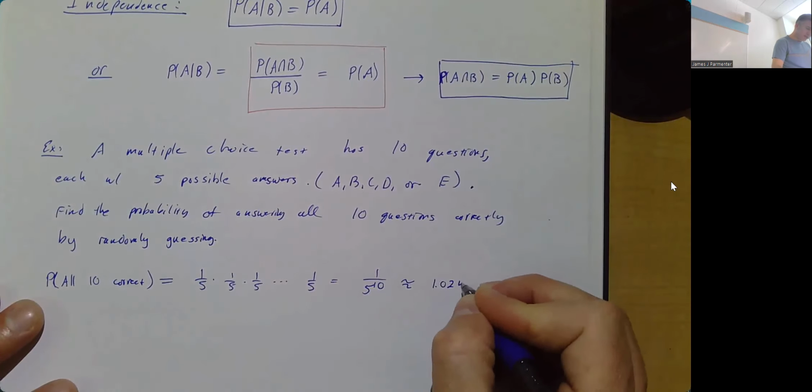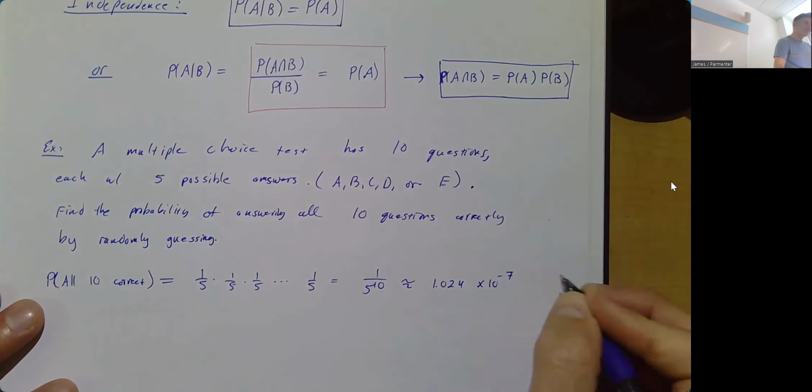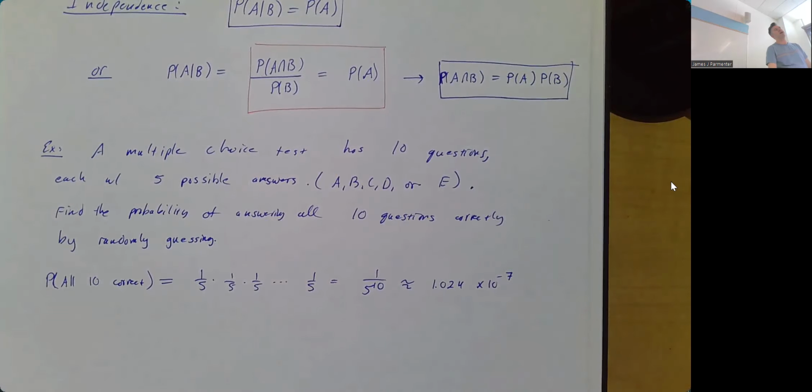1.024 times 10 to the -7th. Very, very unlikely that you're going to guess all 10 correct. And you can have people do the brackets for March Madness. They talk about how, if you give each team a 50-50 chance of winning, with no other knowledge, the chance of getting all 64 games correct is like 1 out of 500 quadrillion or something.